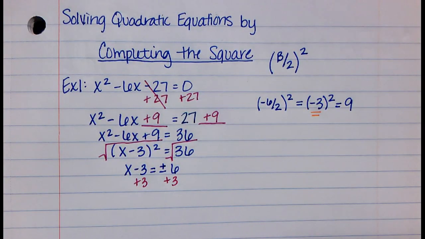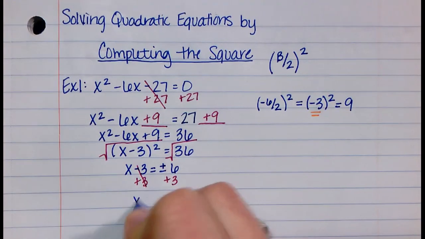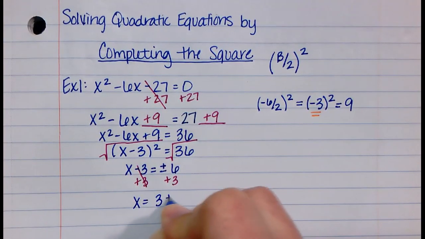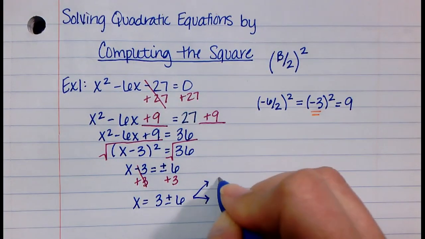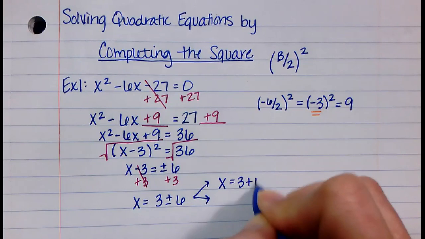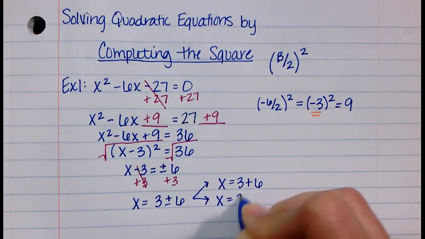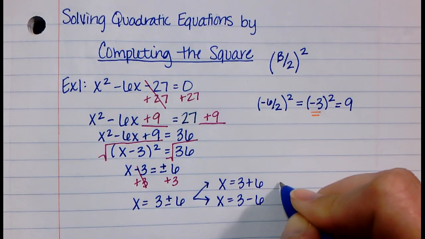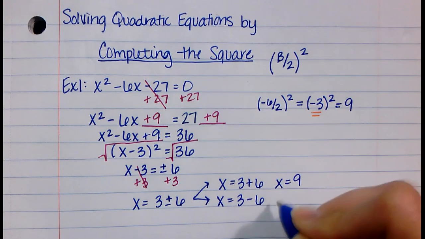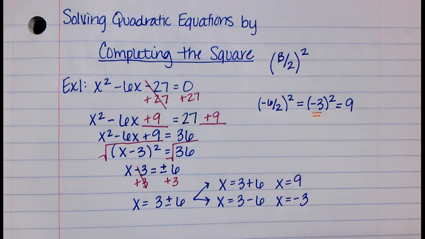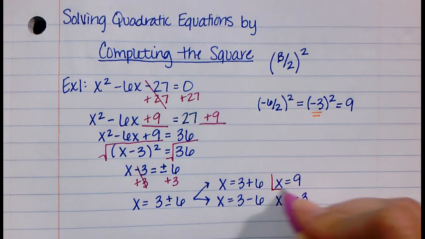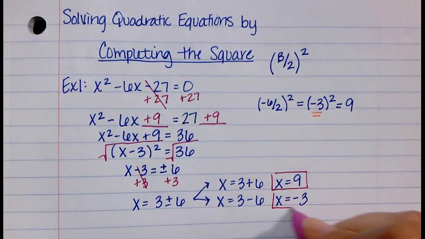The 3's would cancel out. We would have x equals 3 plus or minus 6. Break it up for our two answers. x equals 3 plus 6, x equals 3 minus 6. So we would get x equals 9 and x equals -3. These are our two solutions for the quadratic, or where the quadratic crosses the x-axis.